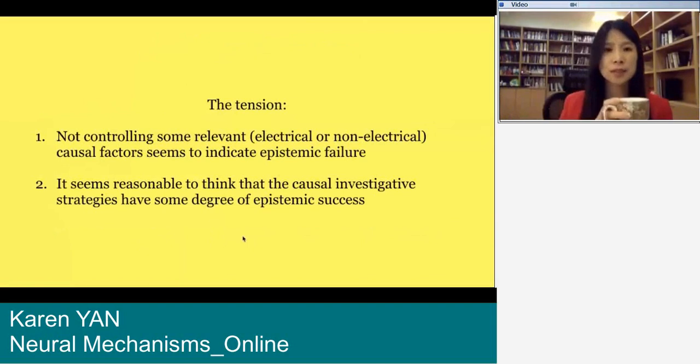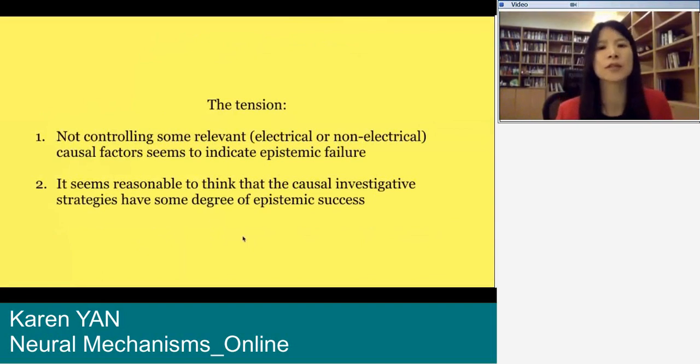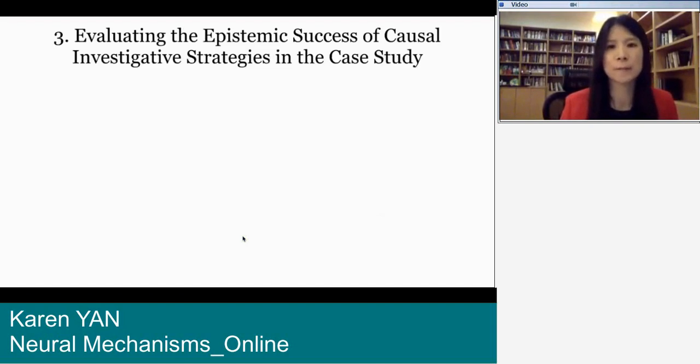So remember, this is the tension I pointed out earlier that I want to dissolve in section 3. On the one hand, not controlling some relevant causal factors seems to indicate epistemic failure, and on the other hand, it seems reasonable to think that their work has some degree of epistemic success. So in section 3, I'm going to apply the tools to demonstrate how we evaluate the case study.